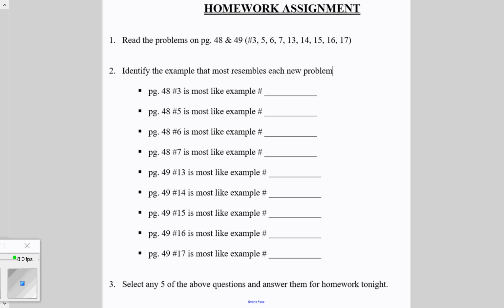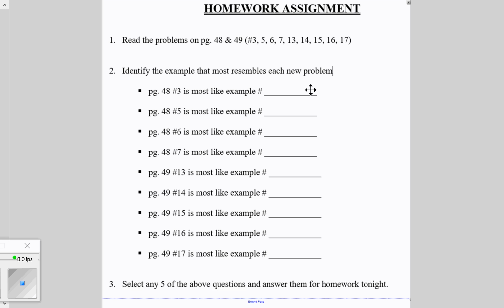Okay, and lastly, for homework, you're going to read through the problems that are listed on these pages, so there's a number of problems. I want you to try and compare each of these new problems to one of the ones we've done. So if it looks like it is a comparing problem between two options, just like the banquet halls, then you can say that it looks like example number 1. If it seems to be a total value problem instead, then you can say, oh, well, that's more like example number 3 or 4.